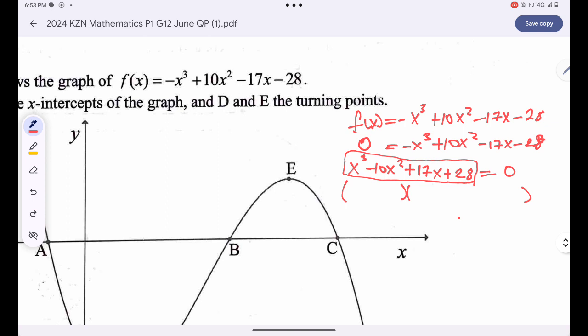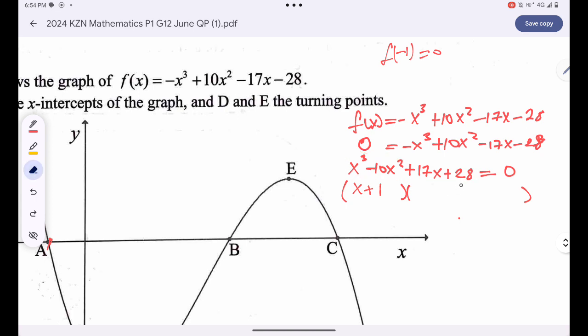Let's go with negative 1 because I think this is negative 1. It's closer to the origin. Negative 1 cubed minus 10 times negative 1 squared plus 17 times negative 1 plus 28, and this gives me 0. So since negative 1 gives me 0, f of negative 1 is 0, I'll simply write x plus 1 over here.